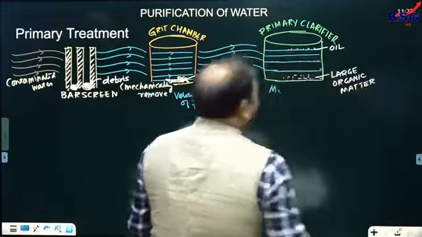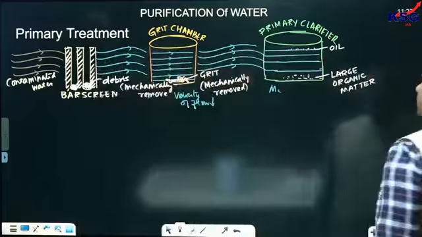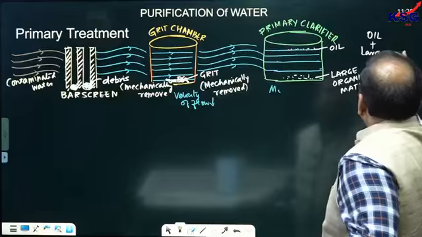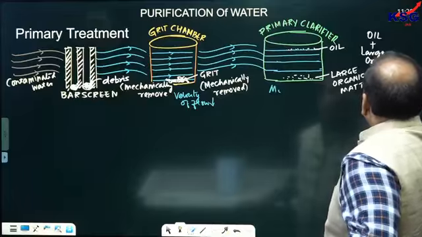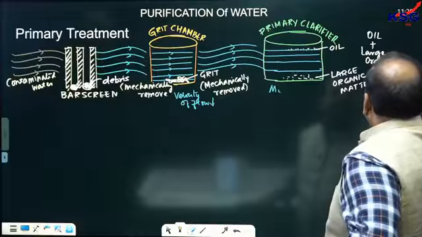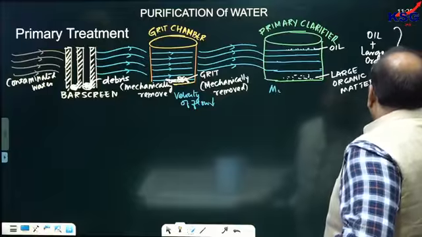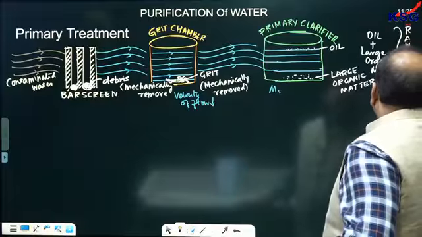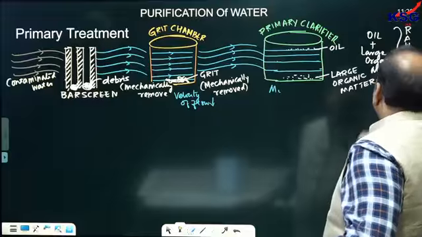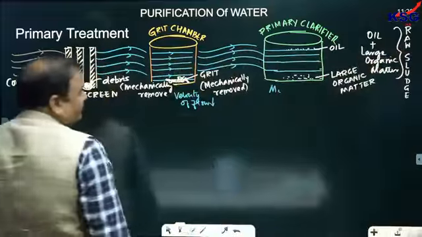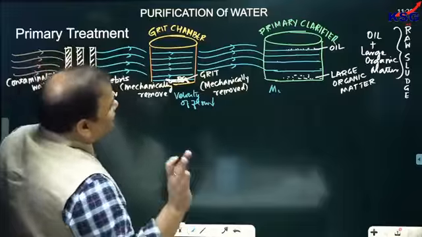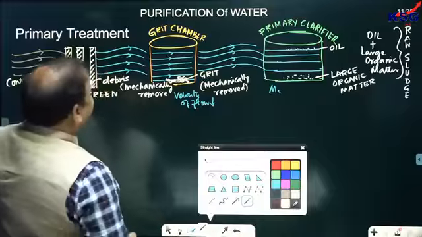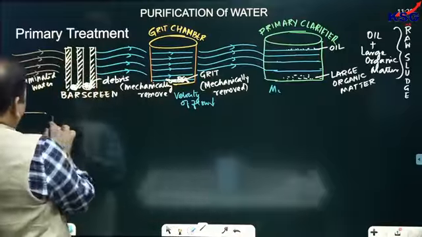Now we would be responsible for extracting this oil and large organic matter. So we'll separate them. And this oil plus large organic matter which has been separated would constitute what is called raw sludge. And this raw sludge we are going to separate and treat in another manner. But now this ends your primary treatment of water. Now the second phase starts.